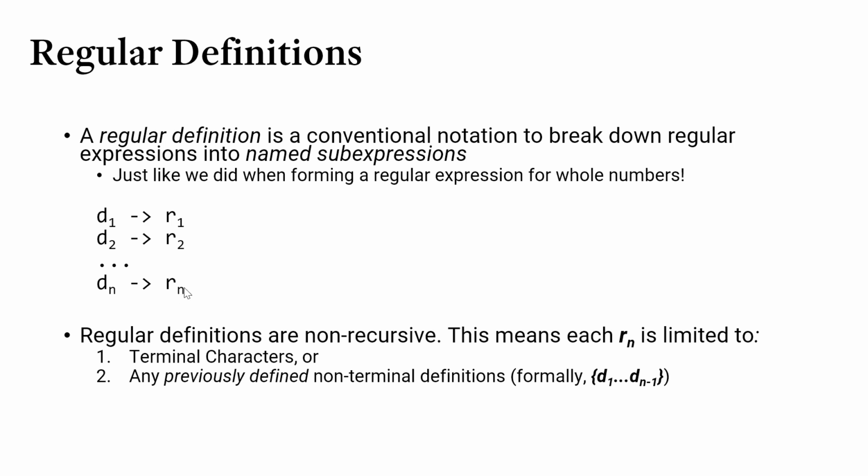meaning that if we want to use something that we defined earlier, that's okay, but we can't use something we defined later, and we can't define something in terms of itself. We'll later learn some languages that allow us to specify definitions recursively in terms of themselves. But one of the limitations of these regular definitions is that we can only specify something that has come in an earlier definition.